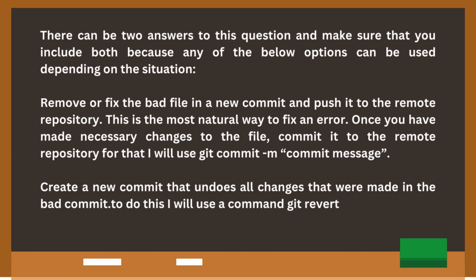Remove or fix the bad file in a new commit and push it to the remote repository. This is the most natural way to fix an error. Once you have made necessary changes to the file, commit it to the remote repository. For that, I will use git commit -m commit message. Or create a new commit that undoes all changes that were made in the bad commit. To do this, I will use the command git revert.